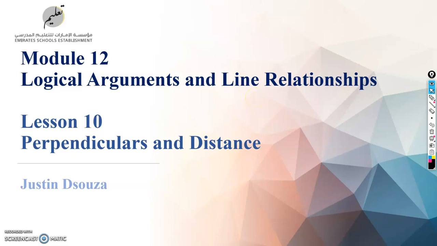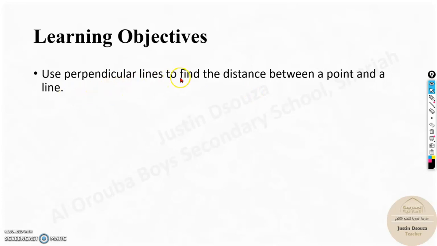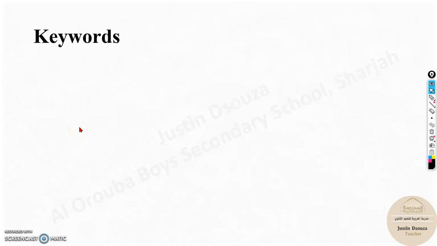The last lesson in Module 12 is lesson 10, perpendiculars and distance. The learning objectives of this lesson are to use perpendicular lines to find the distance between a point and a line, and then to find the distance between parallel lines using perpendicular distance. We will move on to the first objective, but before that we will see the keywords: perpendicular, equidistance.